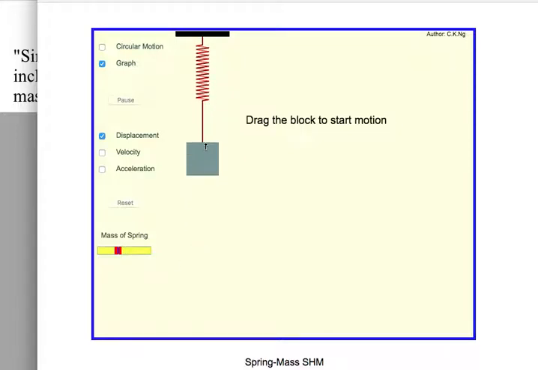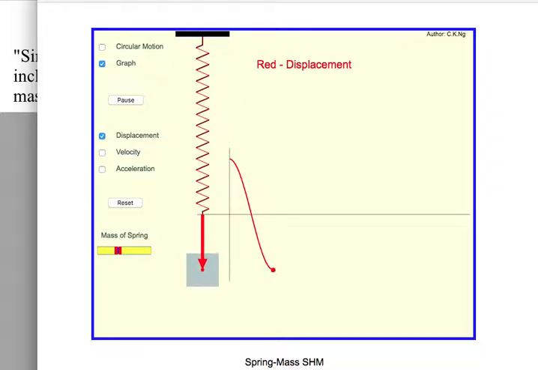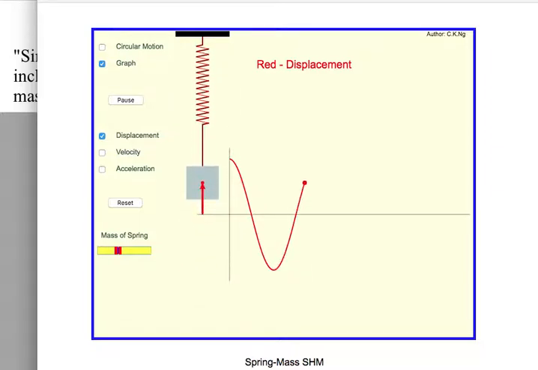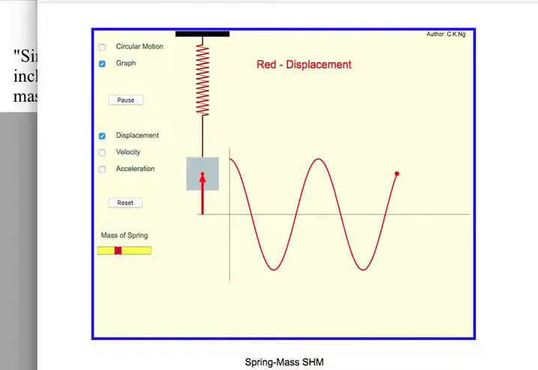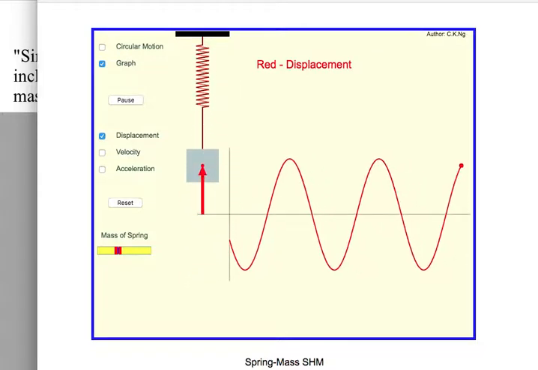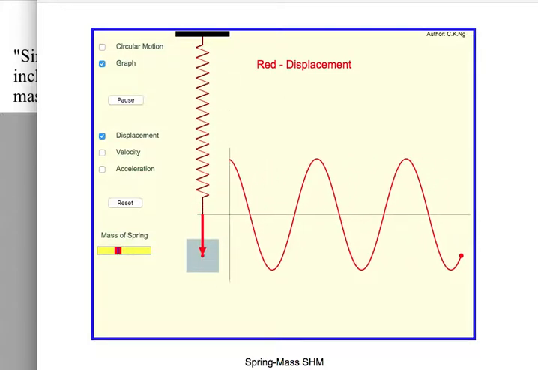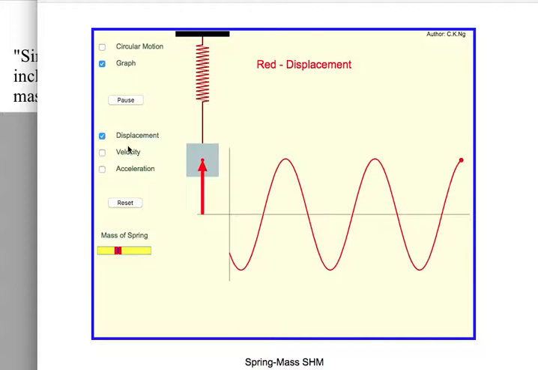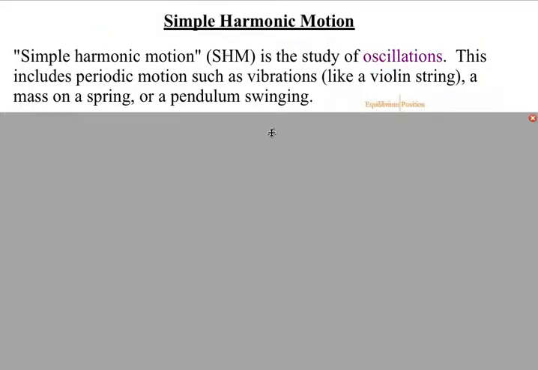So if I take this mass and I bring it upward and I release it, we see that its position as time goes on follows this shape. Now this is a cosine graph, which is not that important if you're not in trig, but it can be helpful if you are. So we see that as time goes on, it changes speed, moving slowest at the top and bottom of its swing, and moving fastest as it passes equilibrium.